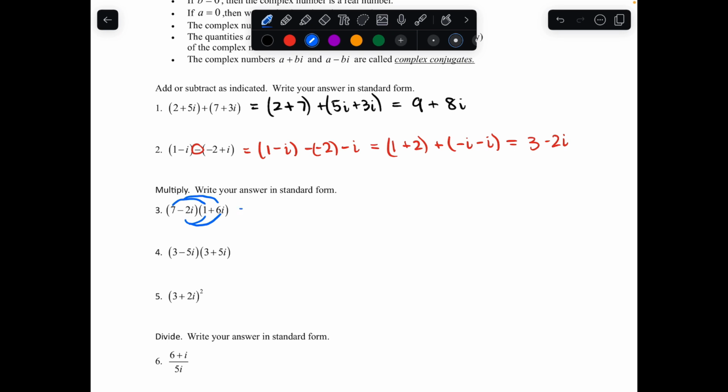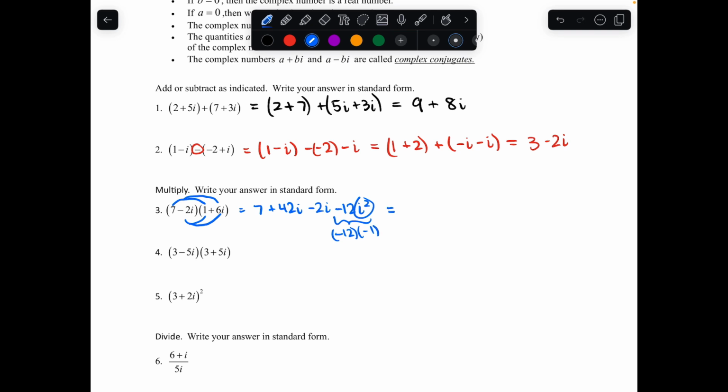This becomes 7 times 1 is 7. And then 7 times 6i is going to be 42i. Then we have negative 2i times 1, so that's going to be minus 2i. And now we have negative 2i times 6i, which will be negative 12i squared. Now before we move on, what is i squared? Well, i is the square root of negative 1, and so the square root squared cancels each other out. And so really, i squared is just negative 1. So this is negative 12 times negative 1, positive 12.